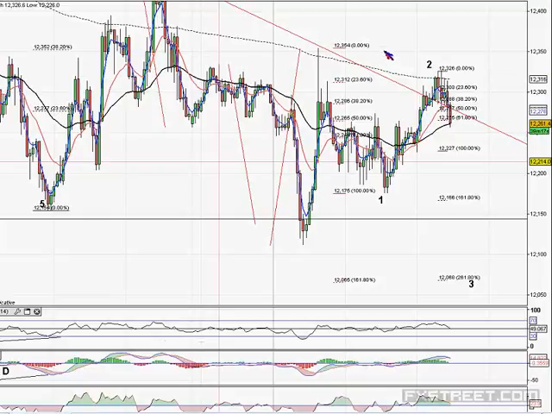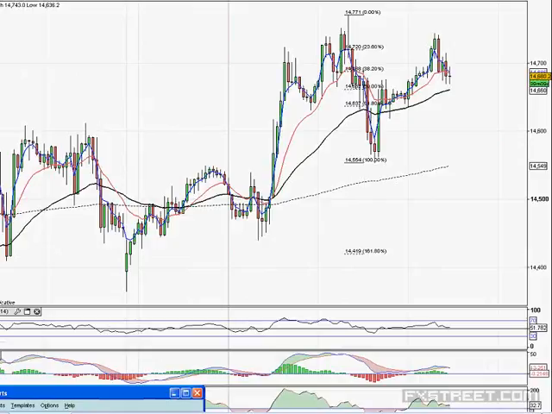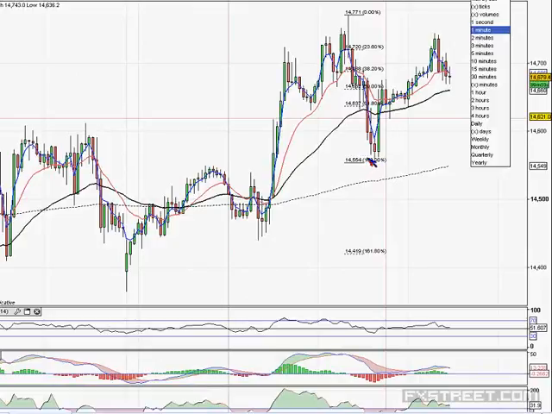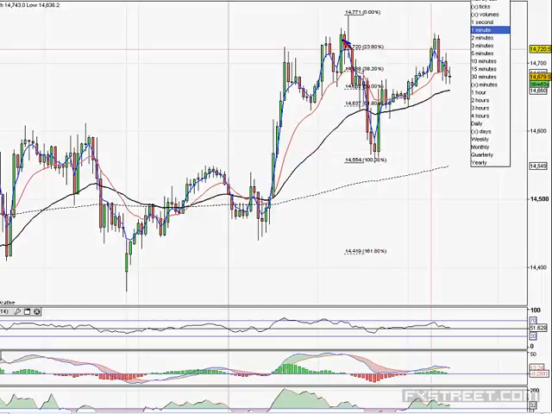Okay, let's go and have a look at cable. I like this pair at the moment. I think that move up that we've had was very corrective. Okay, impulsive. This is impulsive on the way down. Corrective. I think a breakthrough this sort of level. Let's have a look at the big picture anyway.